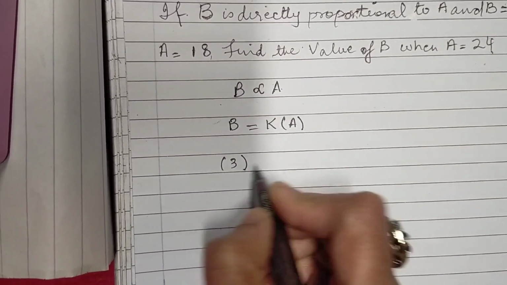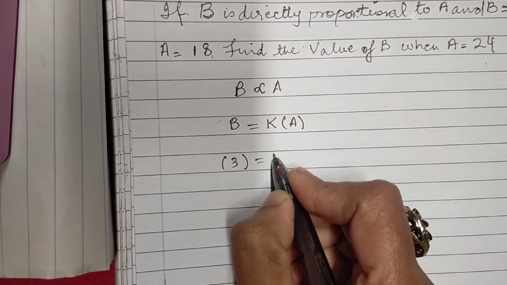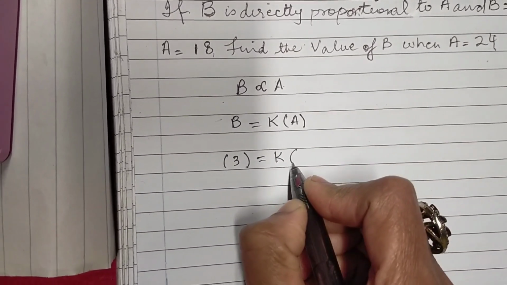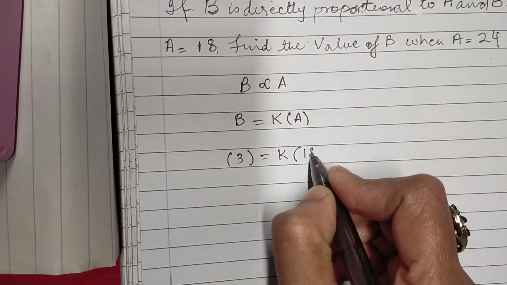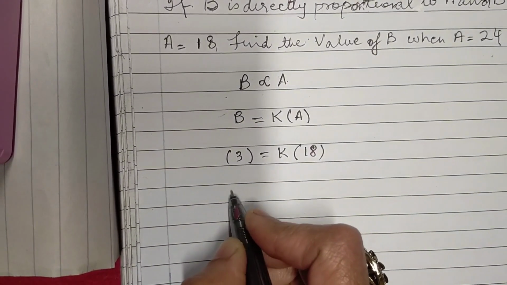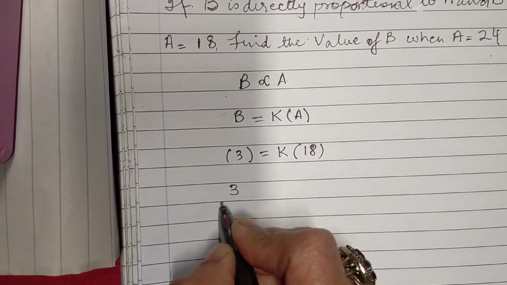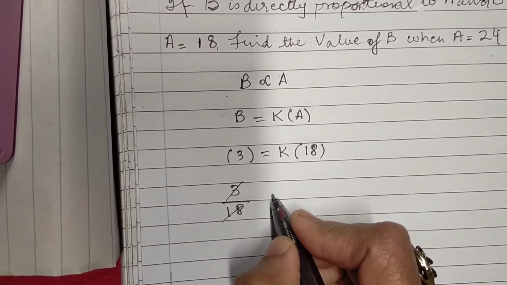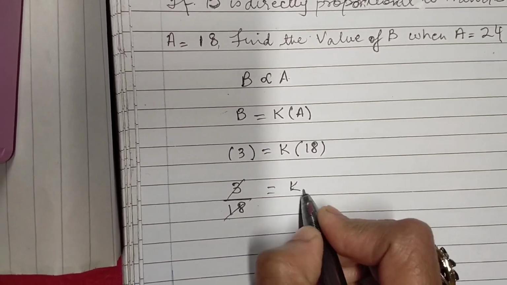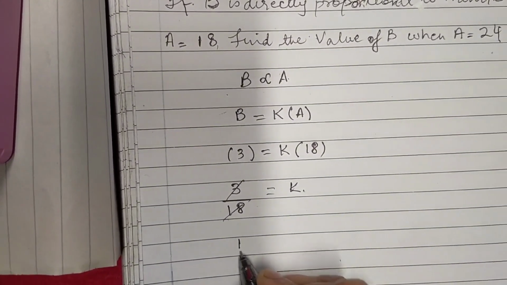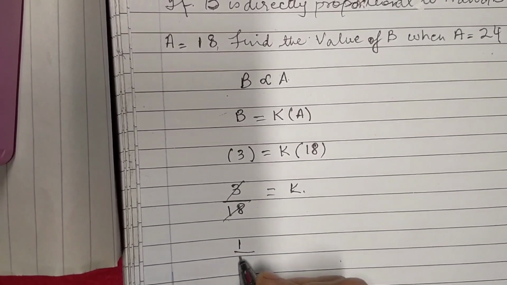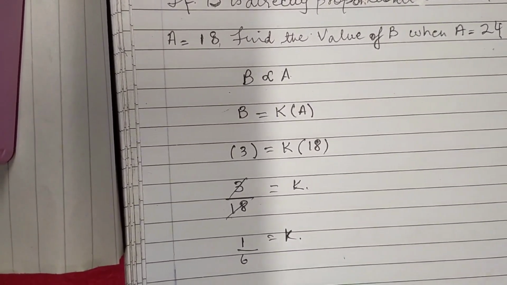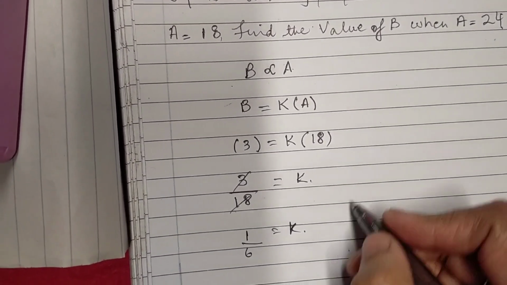Okay, and our a is how much? Our a is 18. So the same rule, 3 divided by 18. So your k will be 1 upon 6.